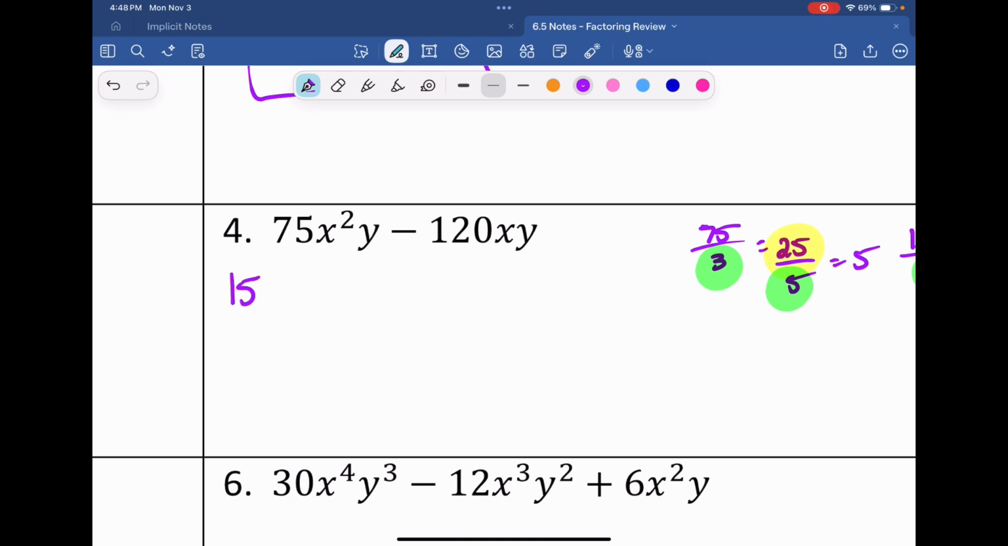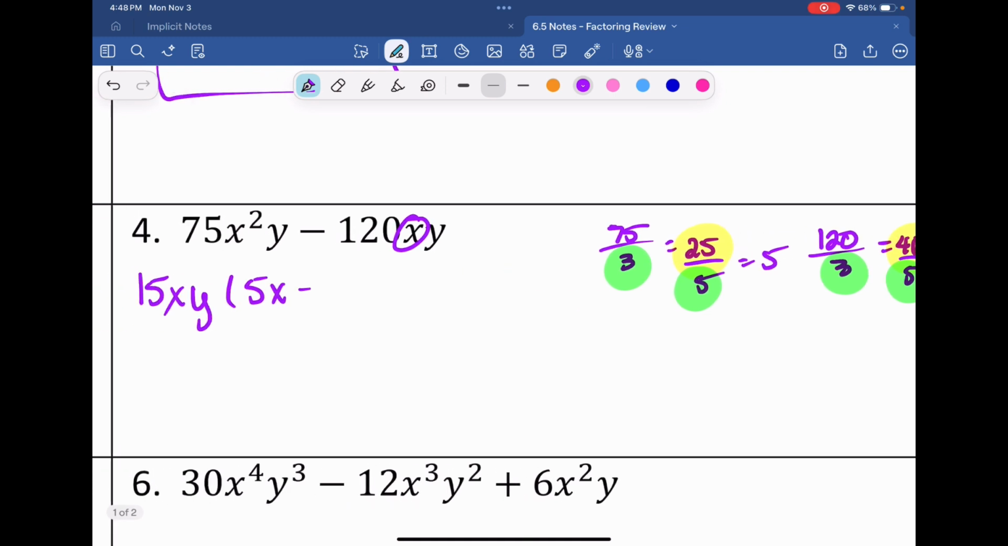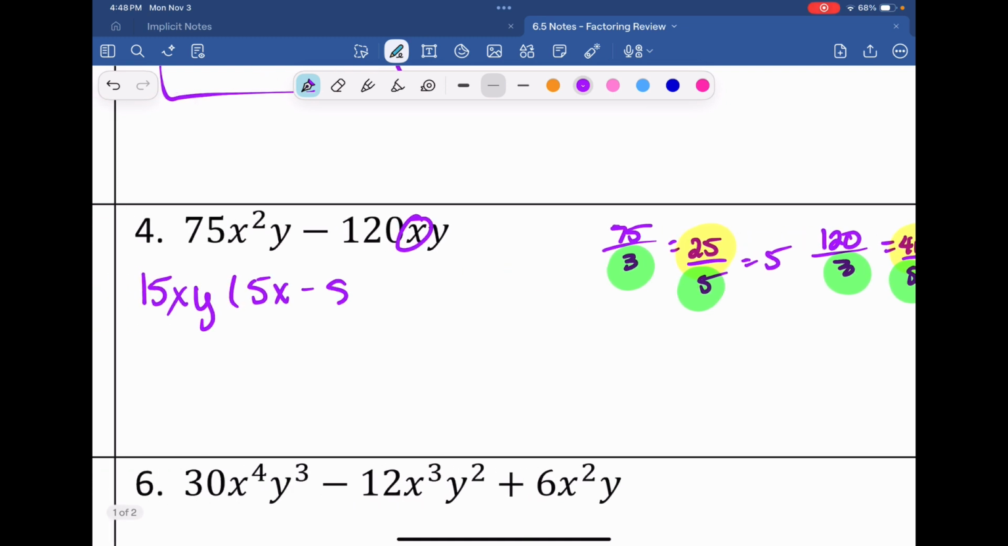And then we have x squared and x, so it's your smaller exponent. And then, of course, y. So 75 by 15 is 5. X squared by x is x. And then y by y reduces to 1. 120 by 15 is 8. And x by x is 1. And y by y is also 1.